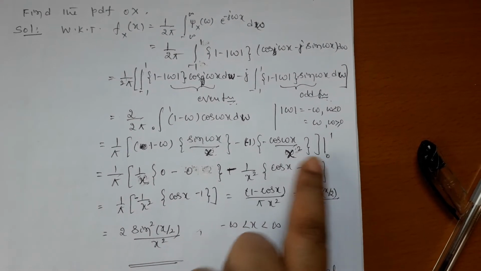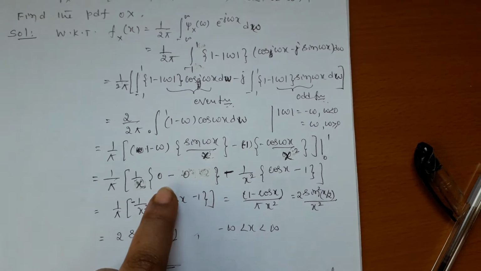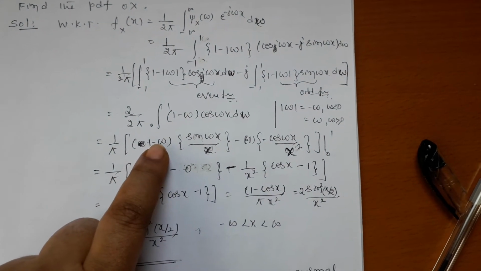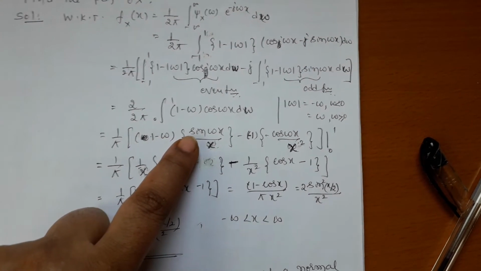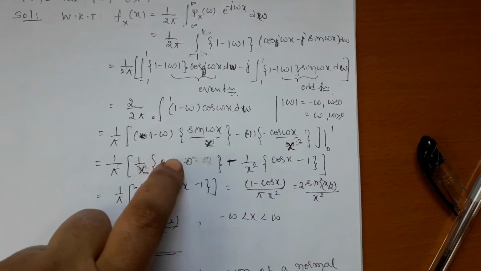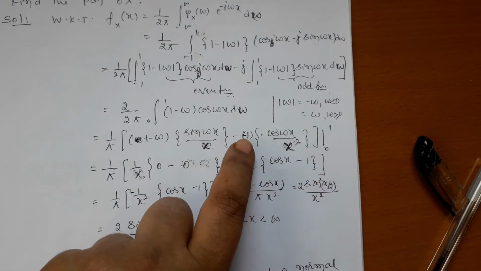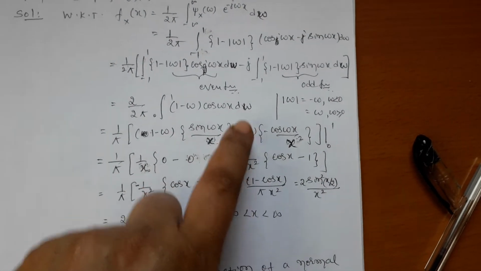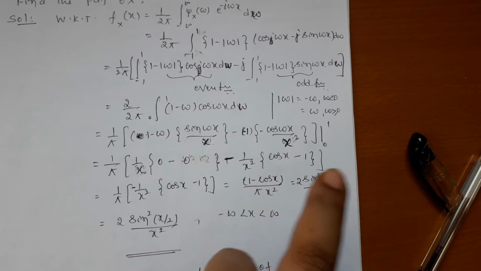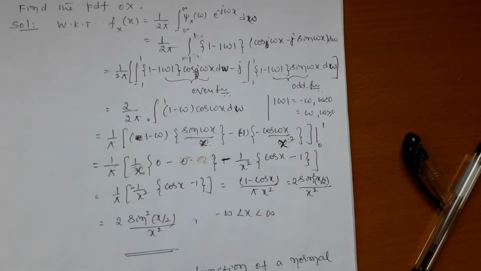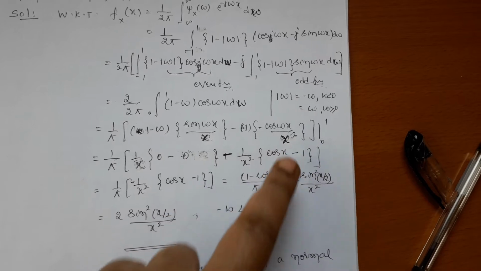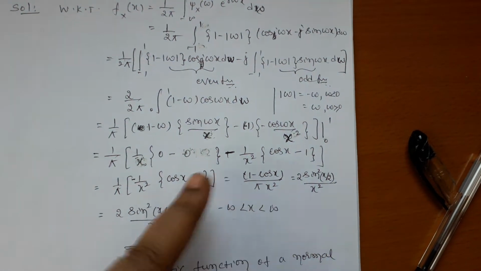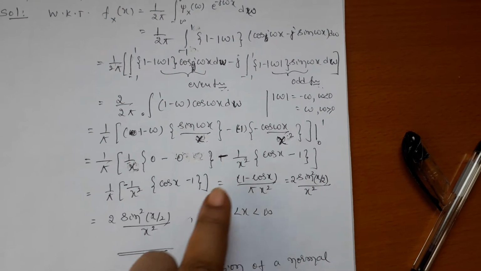Now I have to stop this because it's a constant, 0 to 1. Apply the limit, then 1 minus 1 is 0, and then sin omega into 0 minus sin 0 is 0. Minus into minus is plus, plus into minus is minus. 1 by x square is a constant. Apply the limit for omega. What we get? Omega is 1, cos x minus cos 0 is 1. Now I'll take the minus, and inside, 1 minus cos x.